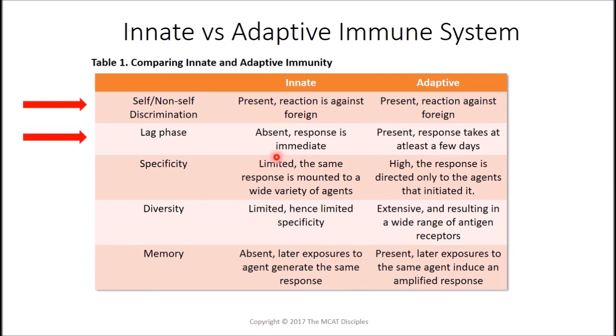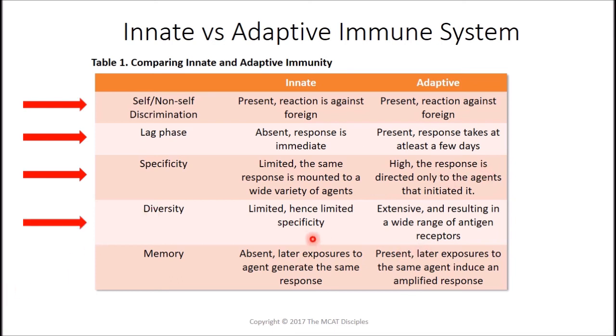The lag phase: there is no lag phase for the innate immune system. The innate immune system is immediate. It is right when a pathogen enters the extracellular fluid space or the body that you will enact the innate immune system, whereas the adaptive immune system takes a few days to get going. So with the adaptive immune system there is a lag phase. Specificity is very limited. The innate immune system, again, is very nonspecific and will mount a response for a wide variety of agents. Whereas with the adaptive immune system there is a lot of specificity, in fact it's very, very specific. You'll only get an immune response if an antibody or T cell receptor recognizes a very specific antigen.